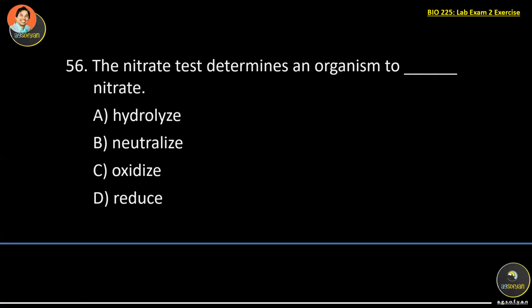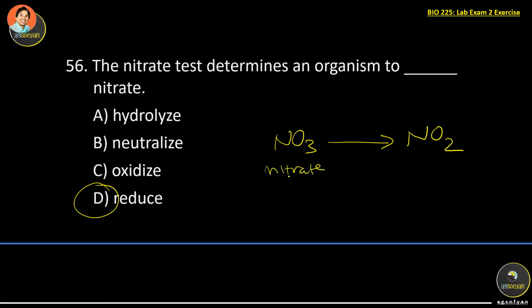The nitrate test determines an organism's ability to blank nitrate. So what is it? The test is used for A, B, C, or D. Yes, reduce nitrate. So nitrate is NO3. To reduce means the oxygen is taken away. So it becomes NO2. So this is nitrate. When it has only 2 oxygens, it is nitrite.